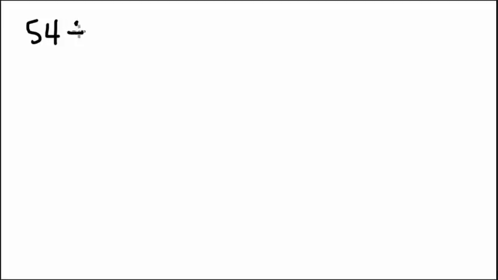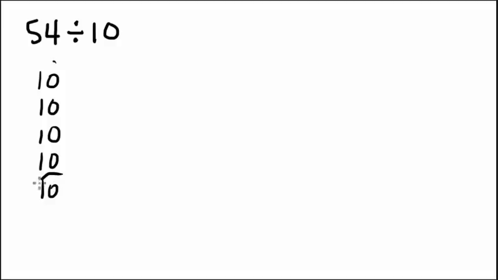So 54 divided by 10. Now we have a shortcut, but I want to explain to you what 54 divided by 10 is. We can look at it as 5 tens and 4 ones. I'm just going to draw 5 tens here, and we'll make some place value discs. I'm just going to draw a picture showing you what's happening, okay?